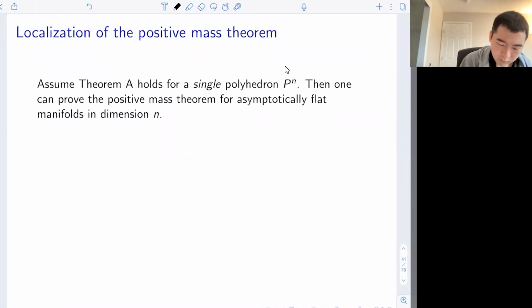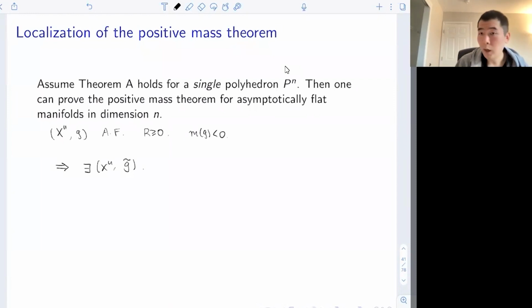Because if you have, let's say, an asymptotically flat manifold X, g, with non-negative scalar curvature, but not isometric to Euclidean space, but somehow you assume that the mass is negative, then there is a famous Lohkamp reduction, which says that you can deform the metric to a different one, g tilde, which is isometrically Euclidean near infinity. It still has non-negative scalar curvature, but is not flat.